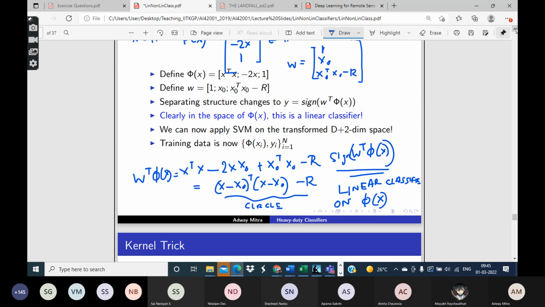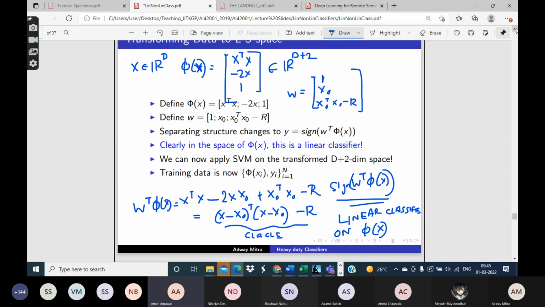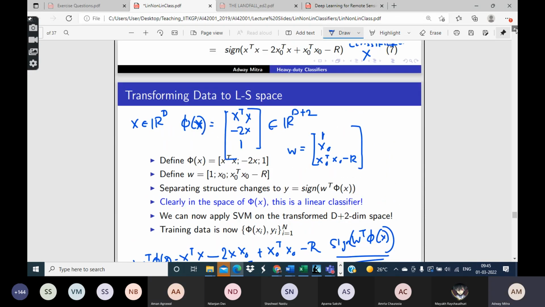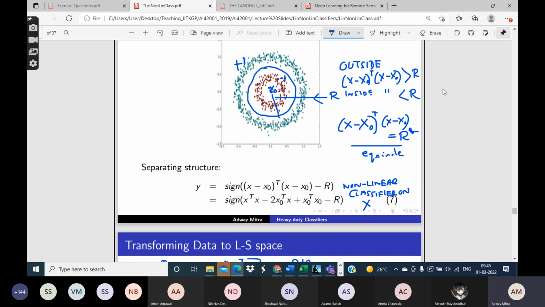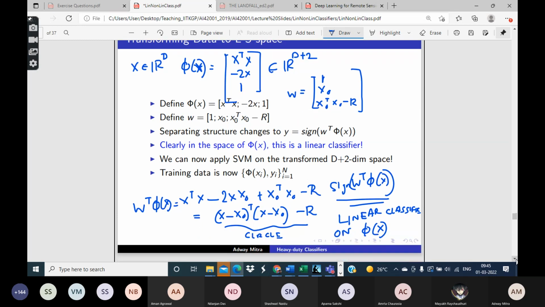Sir, shouldn't it be r square, according to the equation of a circle? It should be r square, but instead of considering r as the radius, I am considering root r as the radius, so that r square becomes r. That's just a matter of nomenclature. This capital R which I have written is not the radius but the squared radius, you can say.